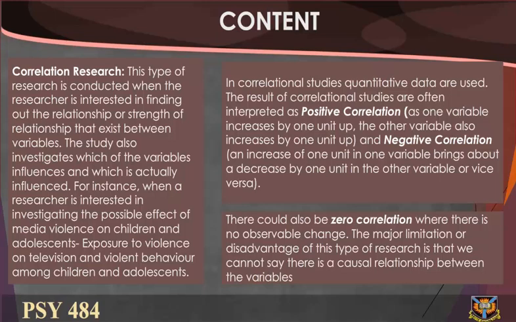In correlational studies, quantitative data are used. The results of correlational studies are often interpreted as positive correlation, where as one variable increases by 1 unit, the other variable also increases by 1 unit, and negative correlation, where an increase of 1 unit in one variable brings about a decrease of 1 unit in the other variable, or vice versa. There could also be zero correlation, where there is no observable change. The major limitation or disadvantage of this type of research is that we cannot say there is a causal relationship between the variables.